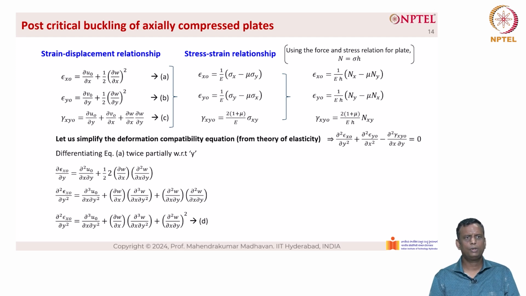So we have ∂²εx⁰/∂y² equal to ∂³u⁰/∂x∂y² plus ∂w/∂x into ∂³w/∂x∂y² plus (∂²w/∂x∂y)², which becomes equation D.